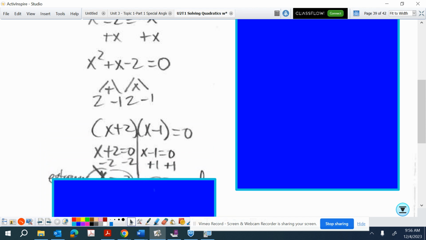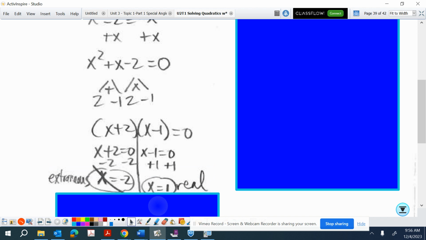Subtract 2 from both sides, so one solution is x equals negative 2. Add 1 to both sides of the other factor, x equals 1. Now notice I crossed out x equals negative 2 and wrote extraneous and left x equals 1 circled with the word real around it.